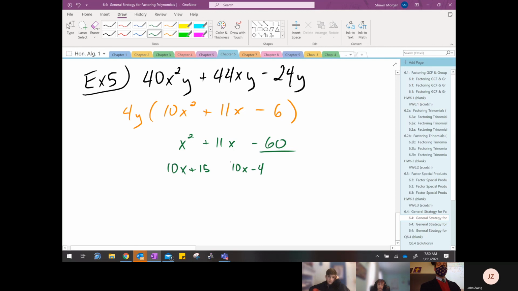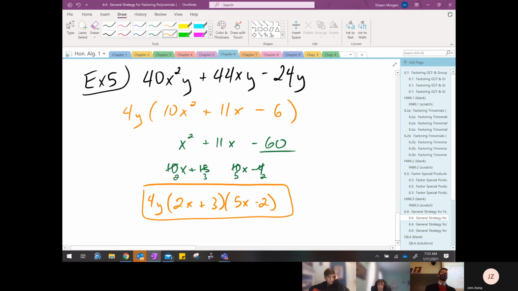It had disappeared. Now, like magic, it comes back. We kill off any remaining GCF between 10 and 15. That's a 5. Between 10 and 4, that's a 2. So our final answer is going to be 2x plus 3 and 5x minus 2, with the GCF of 4y on the outside to boot. And how do you check your work? You FOIL it out. Okay?